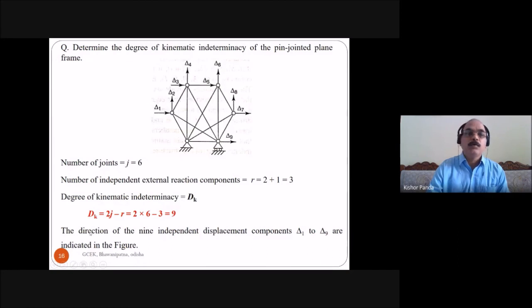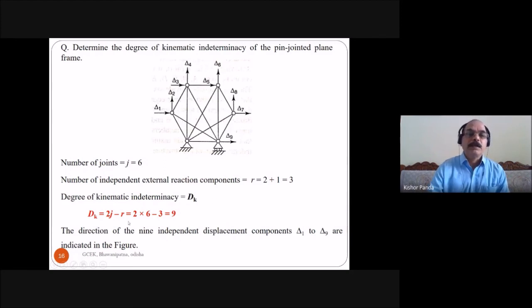dk is equal to 2j minus r. So j is your number of joints, 1, 2, 3, 4, 5, 6. J joints, 2 into 6 minus r. 2 into 6 minus r, r is equal to 3. 2 into 6 minus 3 is equal to 9. So the degree of kinematic indeterminacy is equal to 9.